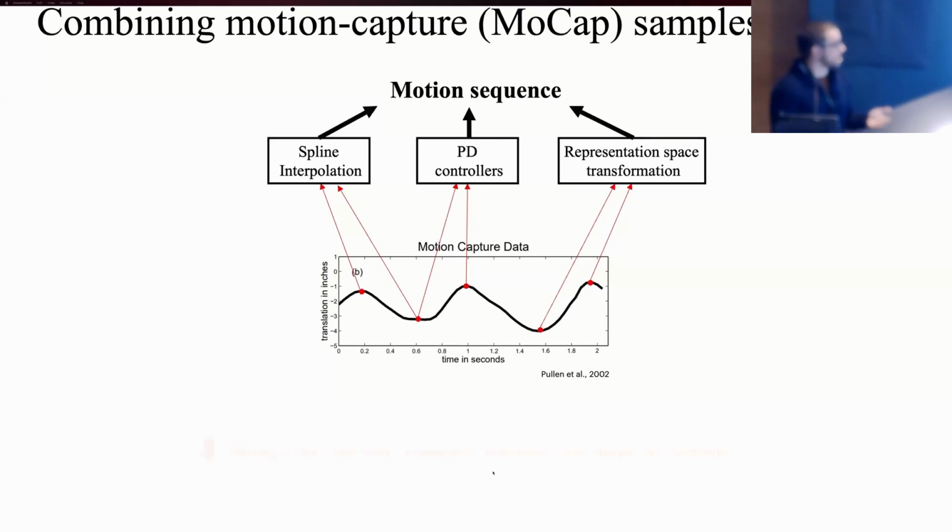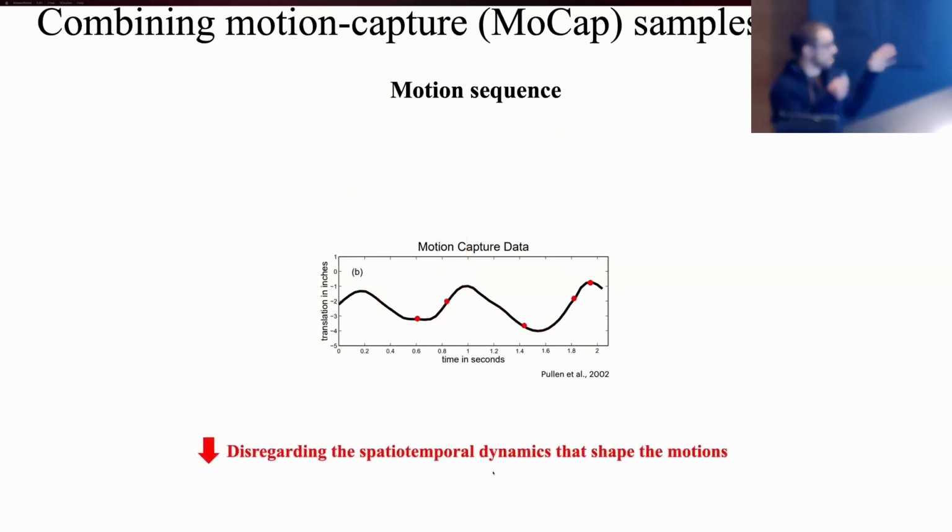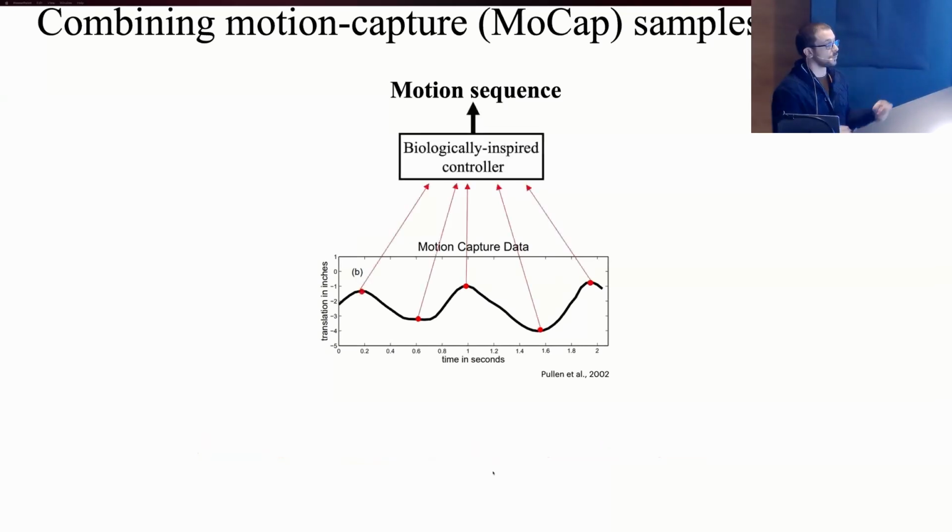And the problem with the existing methods is that they completely disregard the spatiotemporal dynamics. You don't know what else you have beyond the dots that you want to connect, but the way to connect the dots can be variable. So what we aim to do is find a way to draw inspiration from a biologically inspired controller and then apply this kind of method to connect the dots in a way that humans do it.